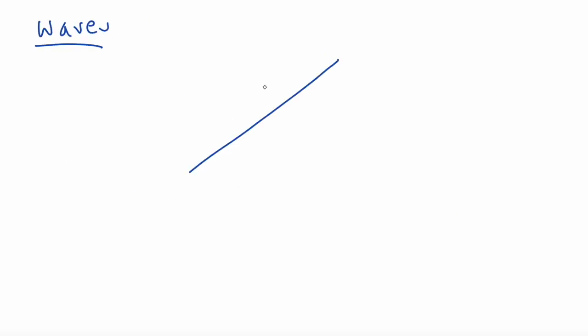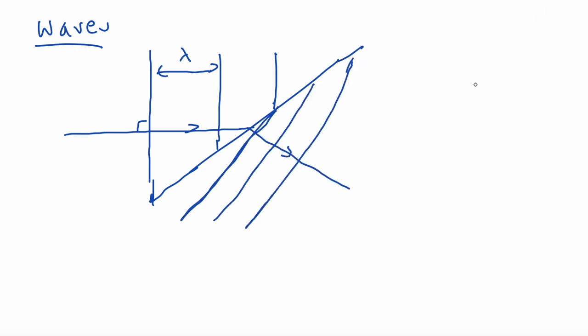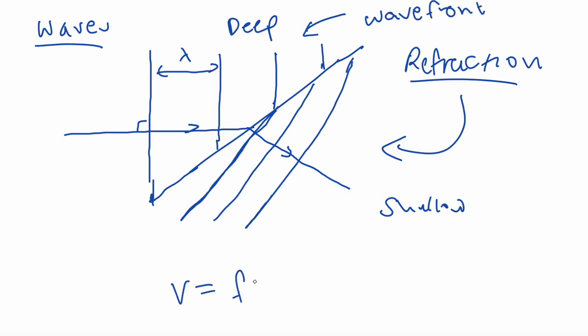Let's now talk about waves. We start off with the formation of refraction: when the wave moves from a deep medium to a shallow medium, the wave fronts decrease as it passes through. Refraction is the bending of the wave. When looking at the equation, the speed equals the frequency times the wavelength.